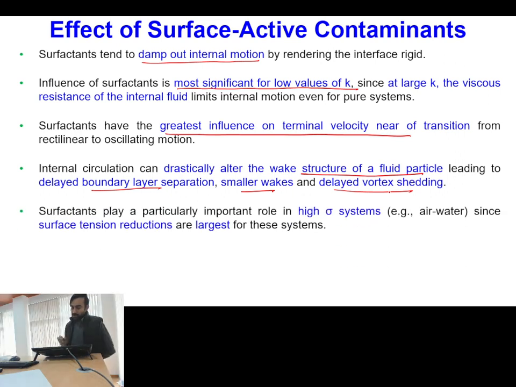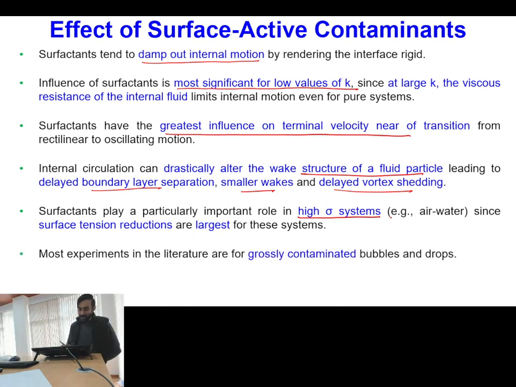We also have to remember that surfactants play a major role particularly for systems with a high surface tension, because for a high sigma system, if you add surfactant, the changes in surface tension will be significant. Most experiments done in the literature are almost grossly contaminated, because in experiments it is very difficult to maintain a completely pure system.